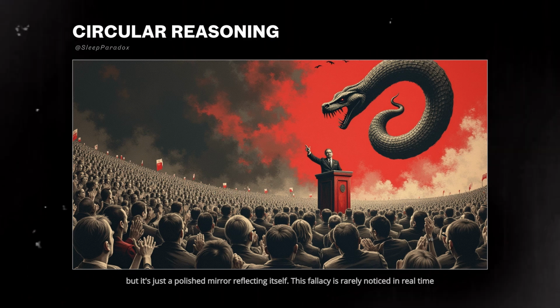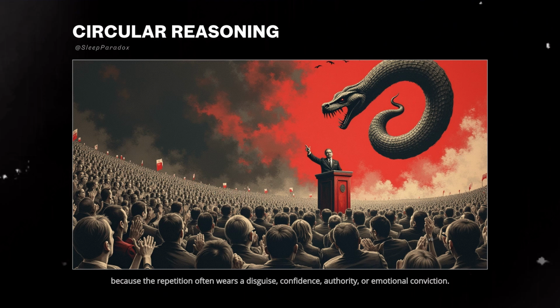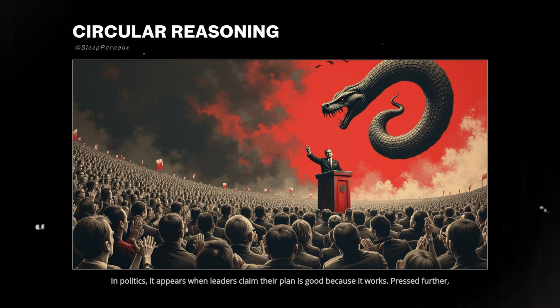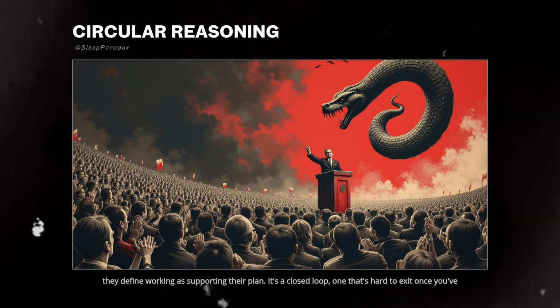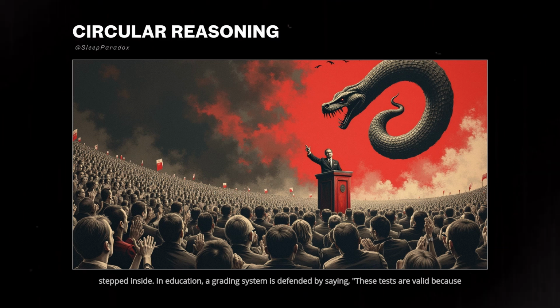This fallacy is rarely noticed in real time, because the repetition often wears a disguise: confidence, authority, or emotional conviction. In politics, it appears when leaders claim their plan is good because it works. Pressed further, they define working as supporting their plan. It's a closed loop, one that's hard to exit once you've stepped inside.